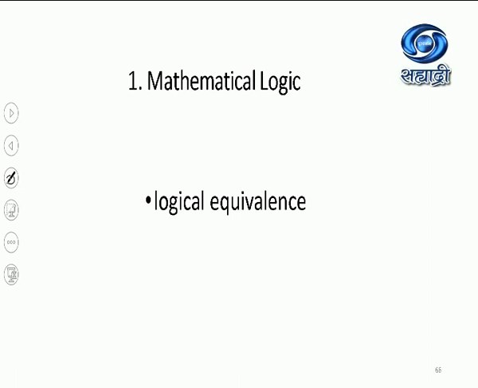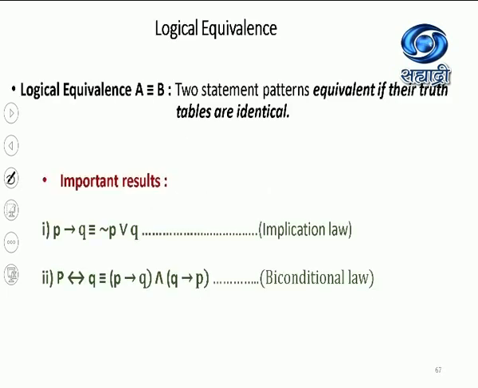What is the meaning of logical equivalence? That means 2 statement patterns should be logically equivalent. What is the meaning and the definition or the rule for that? This is the rule. Logical equivalence is basically written in the symbolic form as A and B. Between them, 3 parallel lines are used. Please note, equivalence symbolic form is 3 parallel lines. And 2 statements P is equivalent to statement Q if their truth tables are identical.